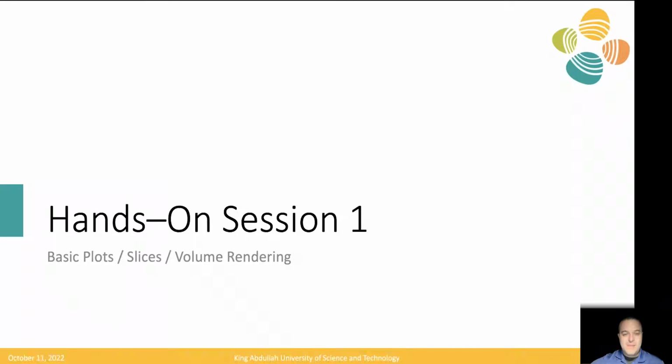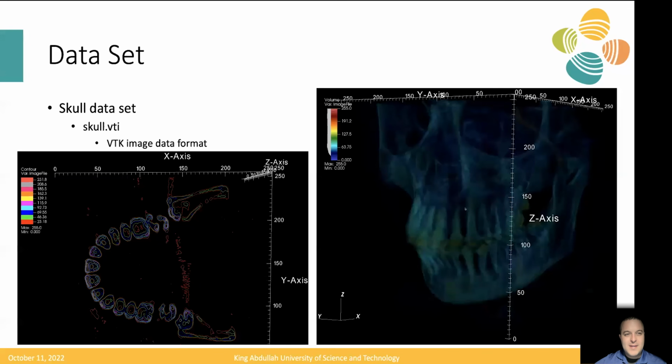All right, now let's move on to our hands-on session number 1. In this session, we're going to do a little bit of basic plotting. We're going to learn how to do slices, as well as some of the options that we have with volume rendering. So you can go ahead and get your VisIt started up if you want to follow along, and we will get going. For this session, we're going to use a skull data set.